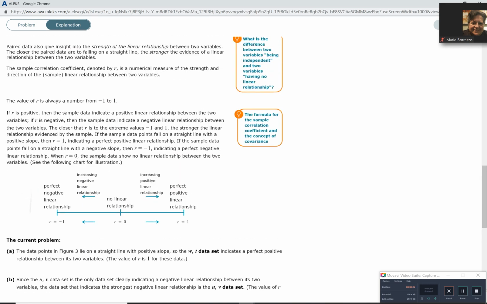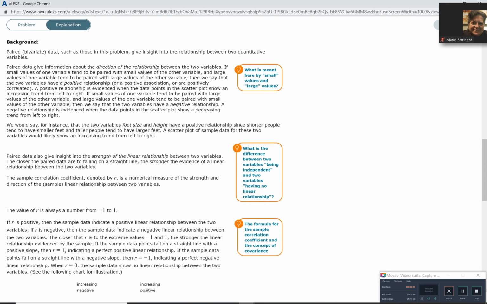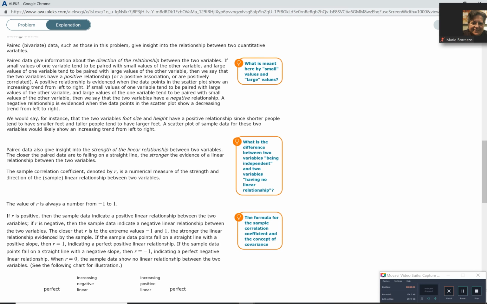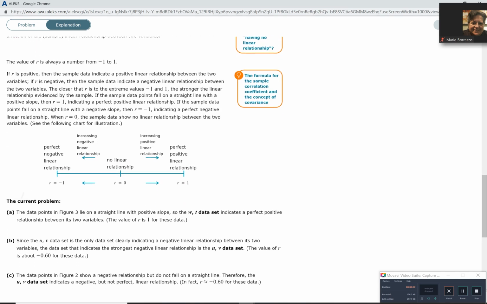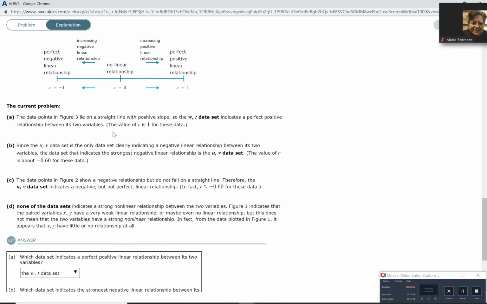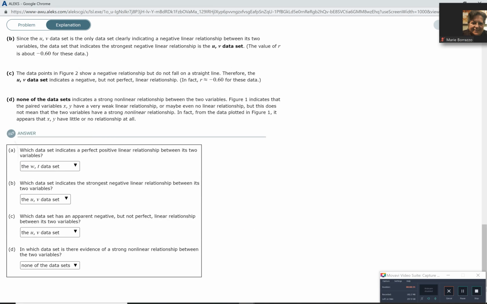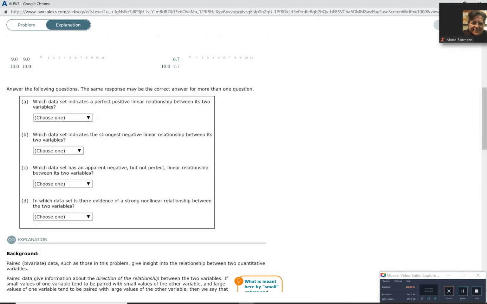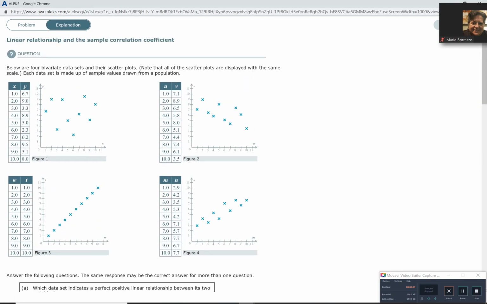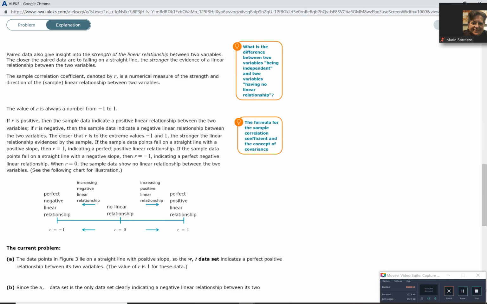And so they do give you a nice little explanation. I verbally stated this several times, but if you need to read through this, it might help you. And so here we go to answer Part A. Here's what this looks like. It's a drop-down menu. If you remember, WT was a perfect positive. In other words, look at the diagram. WT, which is this chart on the bottom left, it's straight, perfect positive association.